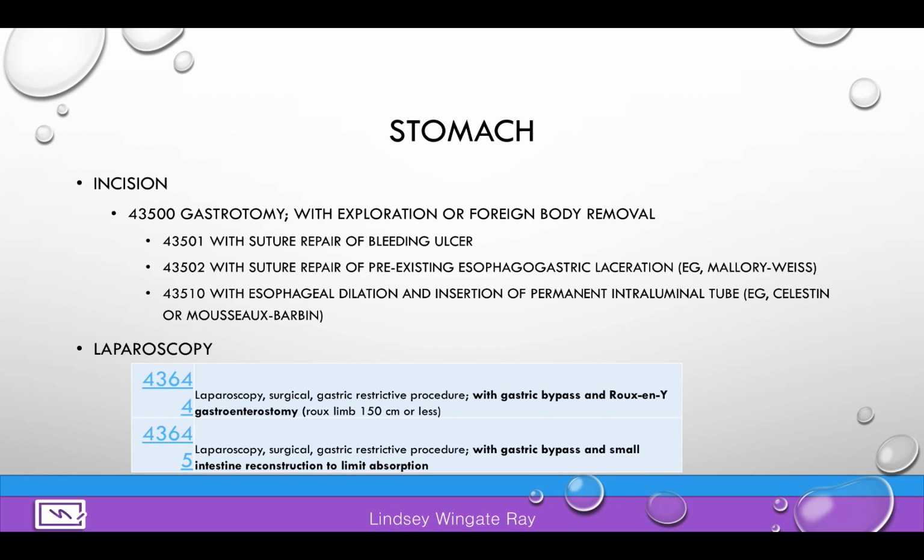In the stomach section, you have incision procedures, which include gastrotomies. A gastrotomy is an incision into the stomach. Gastro means stomach, otomy means cutting into.